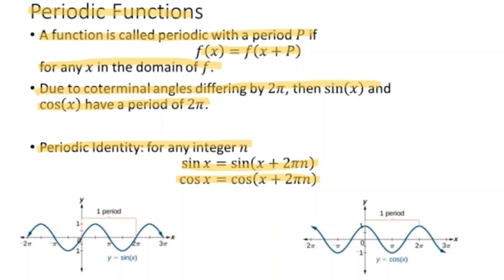These properties are referred to as the periodic identities, which is what we've been using so far to evaluate sine or cosine at really big or really small angles. All we did was find a coterminal angle between 0 and 2 pi to the given angle, and then use that to evaluate. These identities basically say that what we were doing was valid work. Sine and cosine of x will equal sine or cosine of any coterminal angle to x.